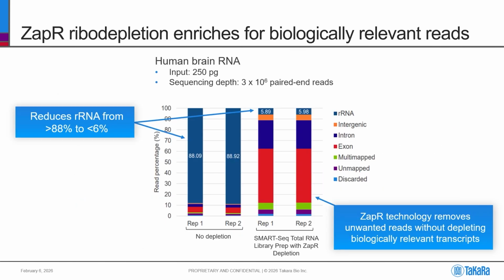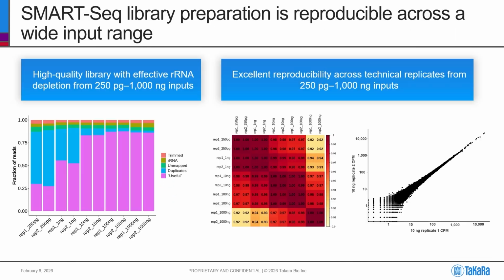Total RNA samples without depletion will mostly have rRNA reads, as can be seen in the figure. Hence, the need to deplete rRNA. With ZAPR depletion, efficient depletion of rRNA is achieved while maintaining the complexity of the samples.